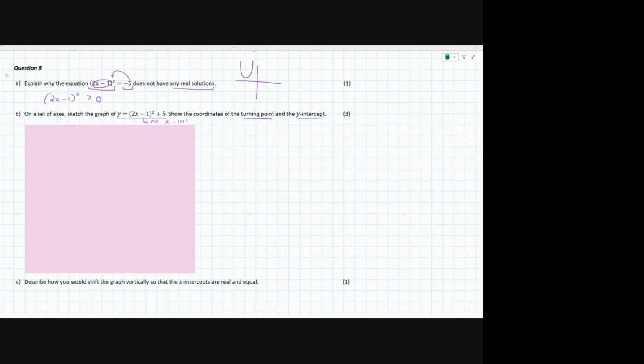Layla? Hi, ma'am. Hi. Ma'am, I wanted to ask, say for example, for question 8a, let's say in the exam, I didn't know the thing about the square that you don't get a negative for. And I just write there for any x value I substitute, it doesn't equal −5. Would I still get that mark?